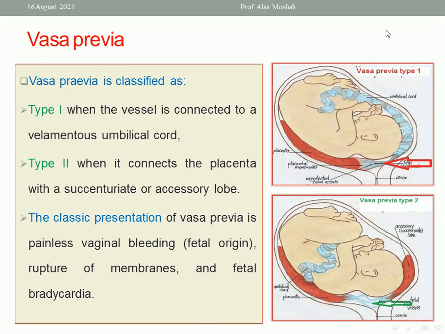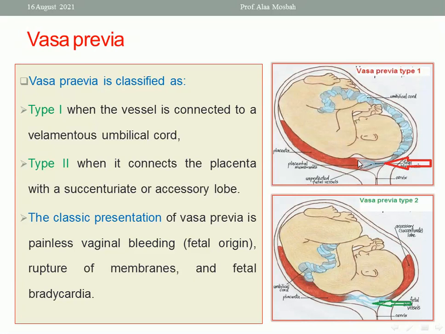Vasa Previa has two types, type 1 and type 2, and please look at this picture. This is type 1, and this is type 2. The upper one is type 1. Here the vessel is connected to the filamentous umbilical cord. This is the umbilical cord, and this is the filamentous insertion to the placenta. This is the placenta. This is type 1, okay? The fetal vessel is connected to the filamentous umbilical cord.